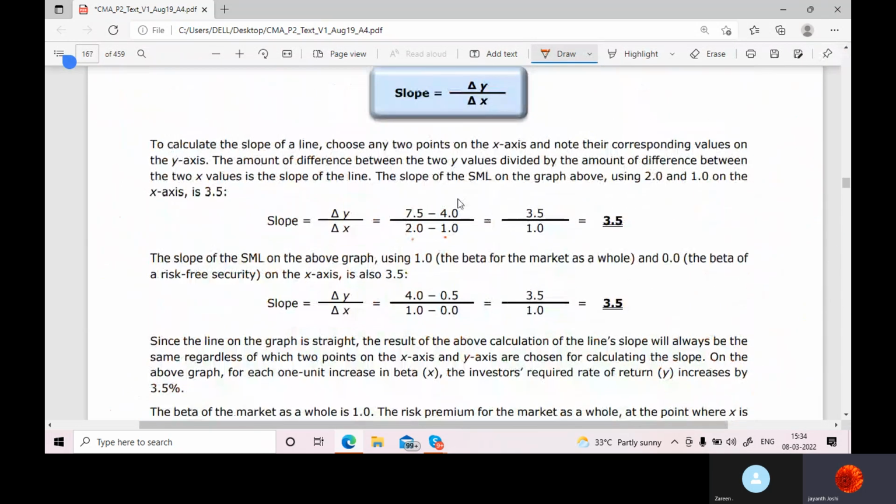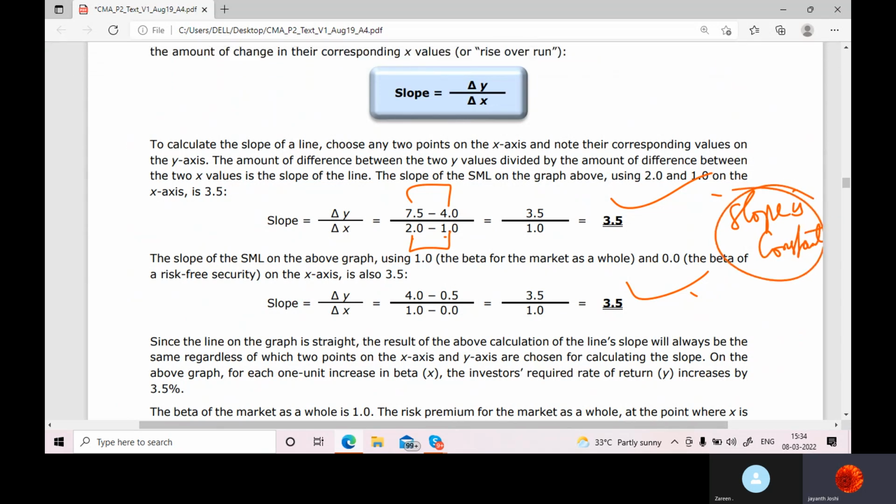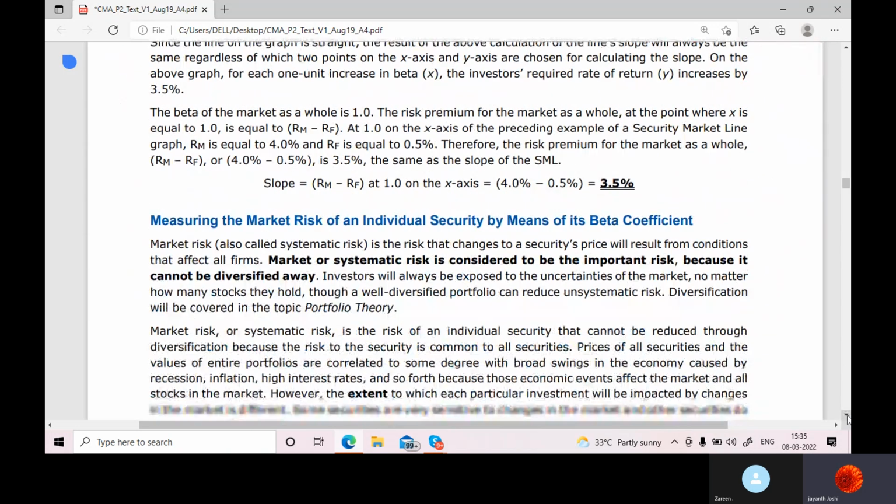So the change in y axis by the change in x axis is the slope, and you can do that for any combination. The slope is always constant. So y is equal to a plus bx, or y is equal to mx plus c, anything is all right. There are two constant things: one is the slope and one is the y-intercept. These won't change. Only y would change when x changes. But m and c are always constant.